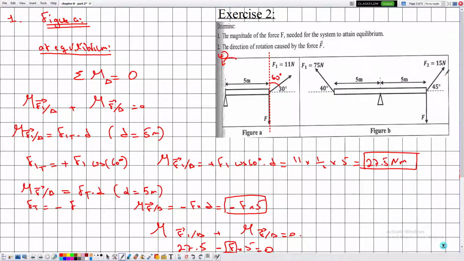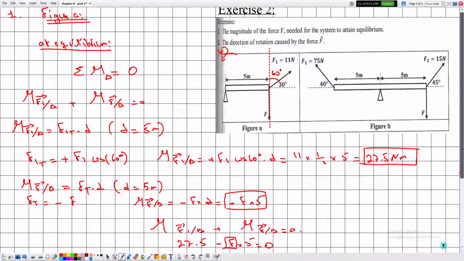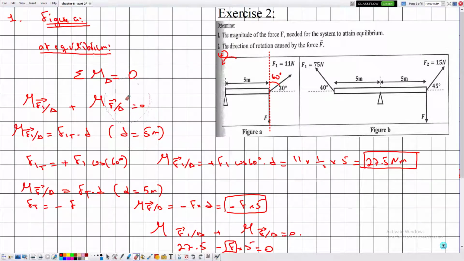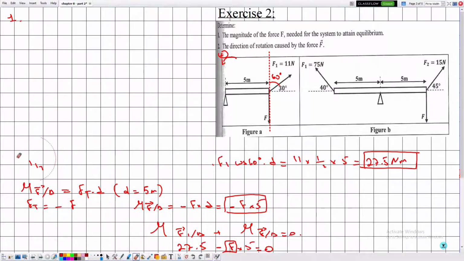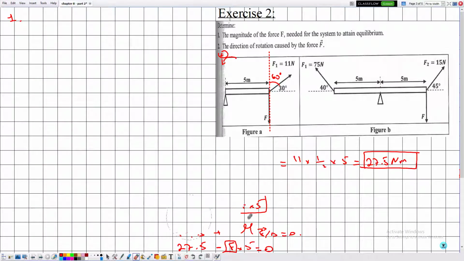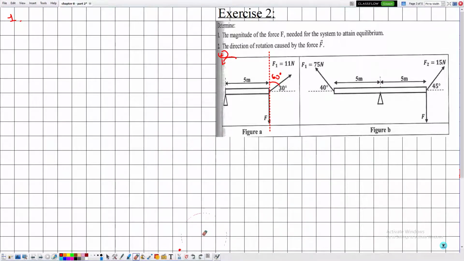Yes, here we are interested in the rotational equilibrium. So now let's move to figure B. I repeat that we are interested in the rotational equilibrium because the beam already cannot move. We are discussing the case in which the beam cannot rotate. So we are in figure B.